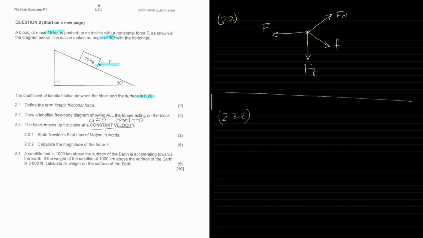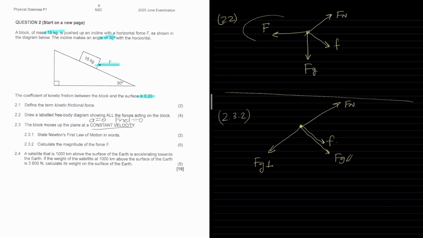2.3.2. So I'm going to have the force of gravity, and it's going to be broken up into components. You'll have one component of gravity this way. Now this is not part of my answer, so I can draw it. This is going to be Fg perpendicular, and that is going to be the normal force, so Fn. Then the gravity is also going to have a component going this way, which is Fg parallel. It's also going to have a frictional force.